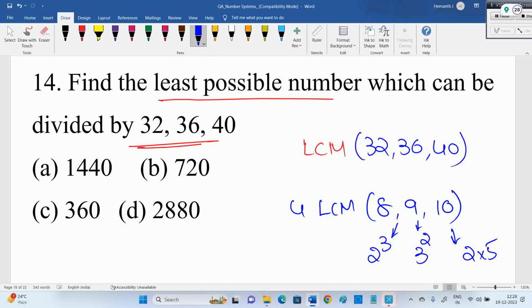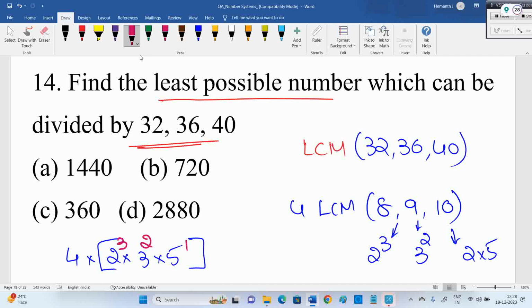So what's the LCM property? We have to write all prime numbers. What are all the prime numbers there? 2, 3 and 5. For 2 the highest power is 3. For 3 the highest power is 2. For 5 the highest power is 1. Don't write another 2. If you write another 2, 2880 is also available in the options. 360 double 720, 720 double 1440.